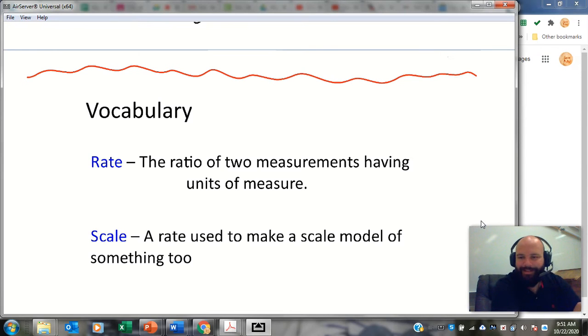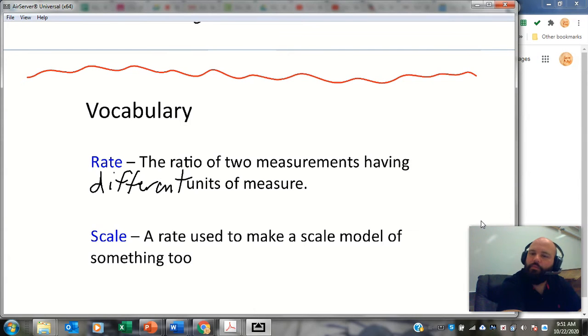So, we are going to continue our discussion on Chapter 2, Section 6, where we are talking about ratios and proportions. Today we need to start by looking at a couple of vocabulary words. The first vocabulary word I want to talk about is rate. A rate is the ratio of two measurements having blank units of measure. So the blank part: the ratio of two measurements having different units of measure. So this should be different.